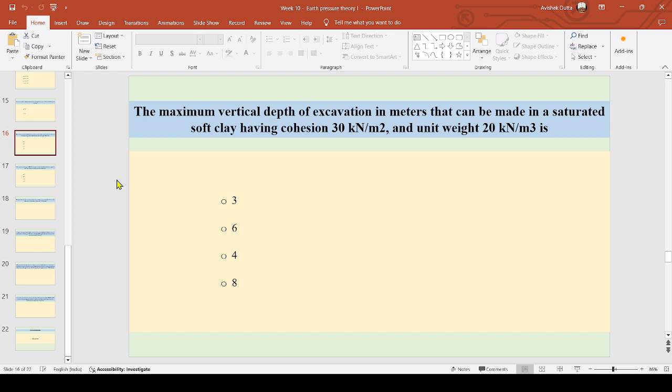There is a vertical soil unsupported that can be made in this soil. So it is in meters. So the options are option 1, 3, option 2, 6, option 3, 4, option 4, 8. All the values are in meters.